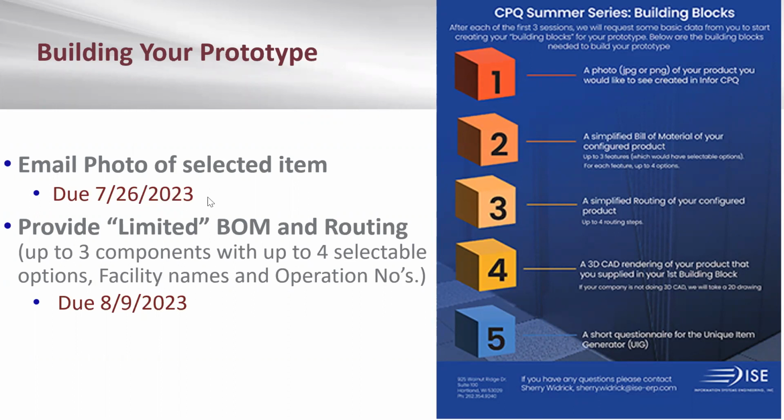And then the second part of it is I'm combining these two building blocks together, and that's to create what we're calling limited bill of material and limited routing. So we're looking for your selected product to have up to 3 components with up to 4 selectable options, and then add your facility names and your operation numbers. Each of you who participated in the session 2 weeks ago should have received an email from me with the template. If you have any questions on how to fill the template out, or if you're struggling with anything, please just reach out and let us know.